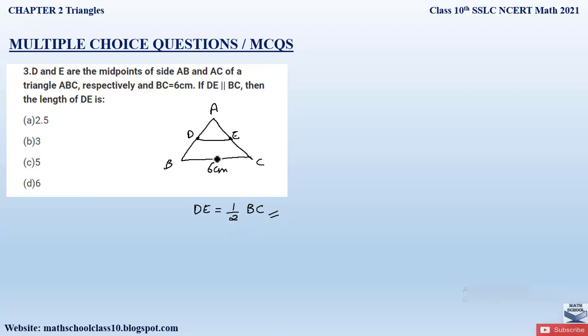Now they have given us the BC value and they're asking us to determine the DE value. So DE will be equal to half of BC. BC is how much? 6. So cancelling, 2 1 times, 2 3 times, DE is equal to 3 centimeters. Our correct option is option B. Therefore, by using this relationship, that is DE is half of BC, we can find out the value of DE.